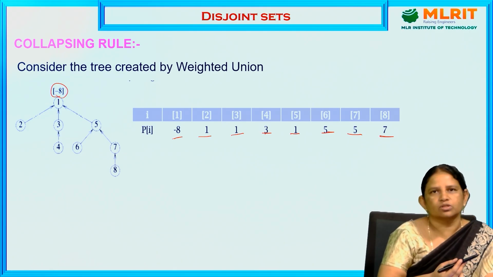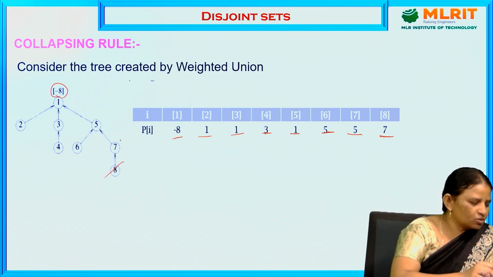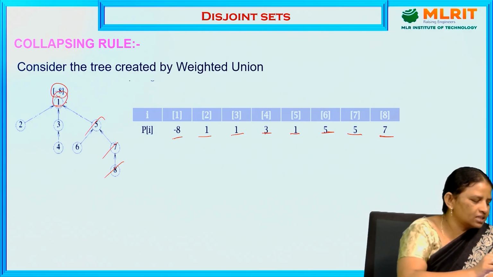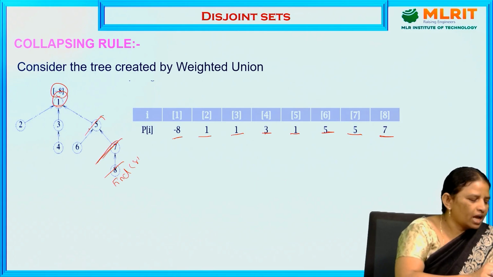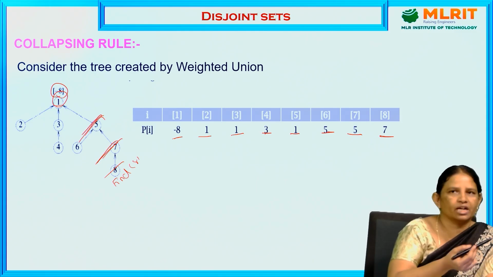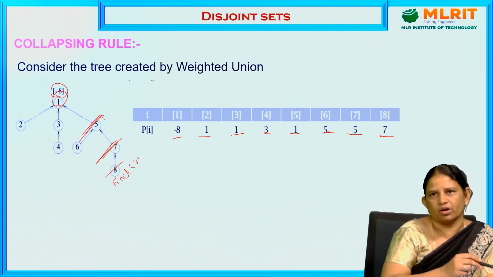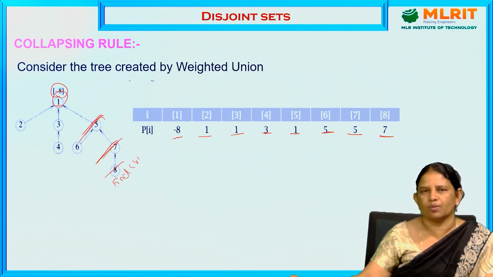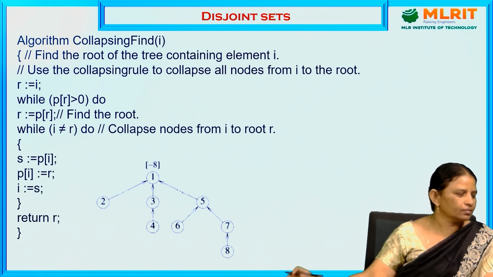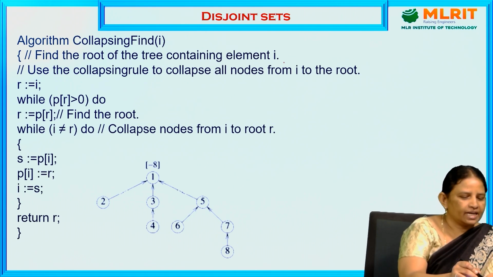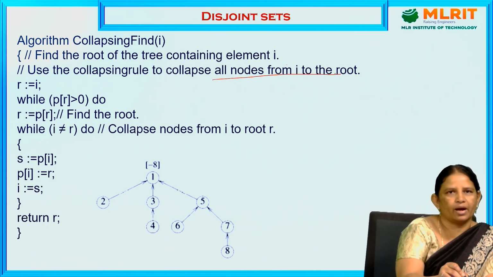What is the use of the collapsing rule? It can collapse all the nodes and it returns the root node. Suppose I want to find what is find of 8. So it will collapse all the nodes that are present in this path and find returns the root node of the corresponding parent. Let us look at the example or algorithm of how the collapsing rule will work. Find the root node of the tree containing element I. Use the collapsing rule to collapse all the nodes from I to the root.